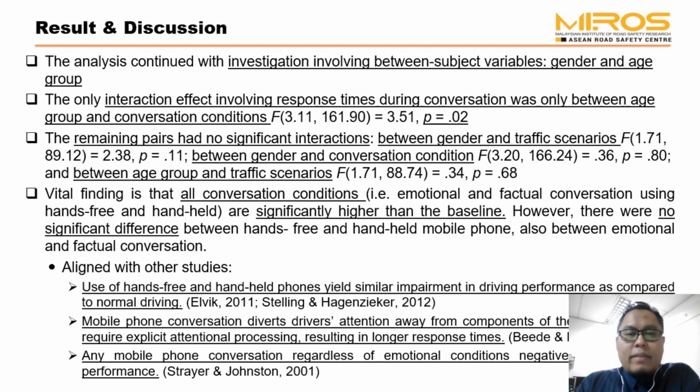Mobile phone conversation diverts driver attention away from the components of the driving task that require explicit attention processing, resulting in longer response times, according to Beede and Kass 2006. Any mobile phone conversation, regardless of emotional condition, negatively affects driver performance, according to Strayer and Johnston 2001.